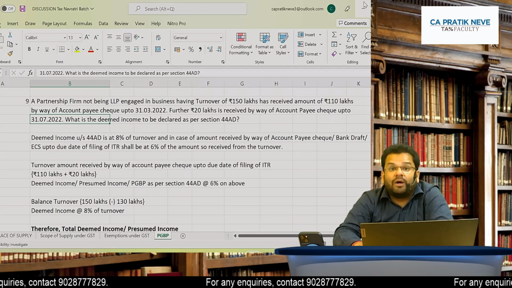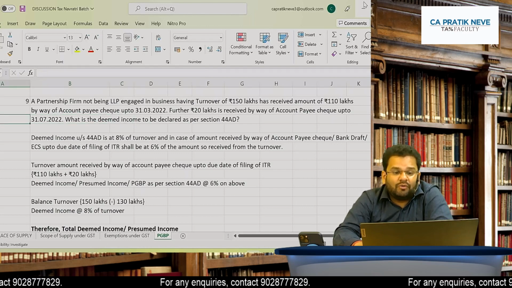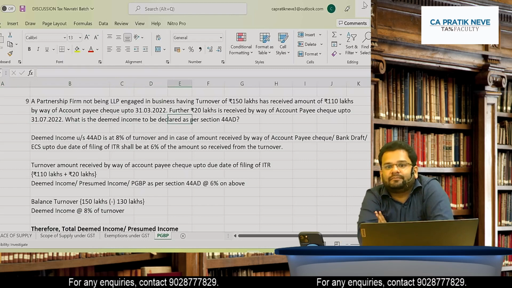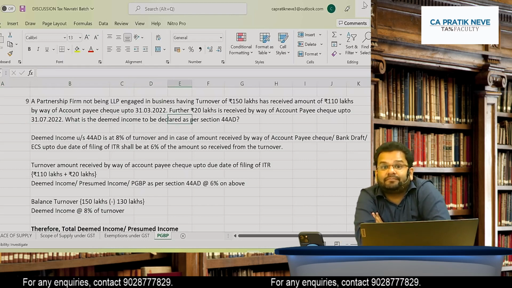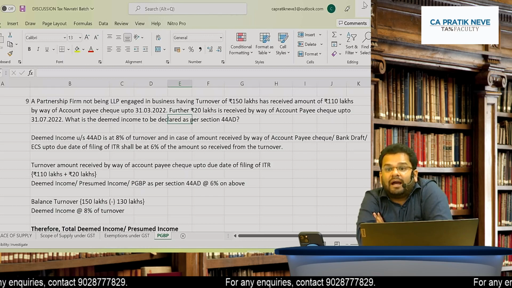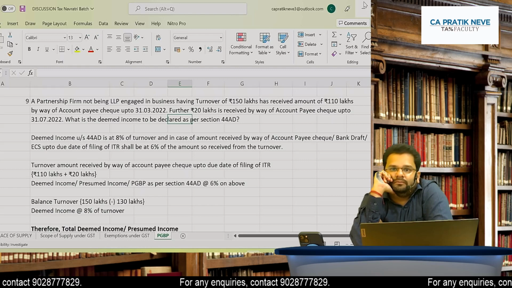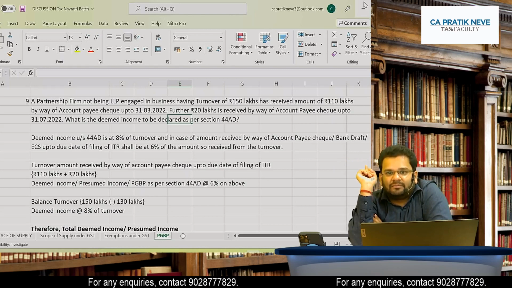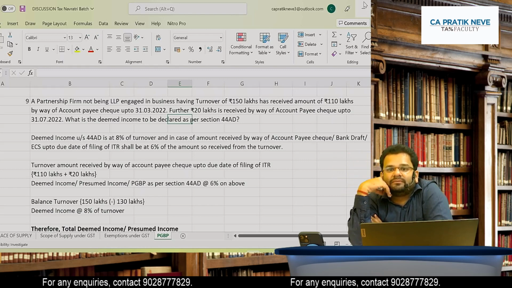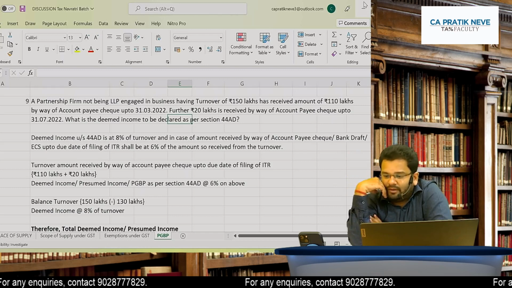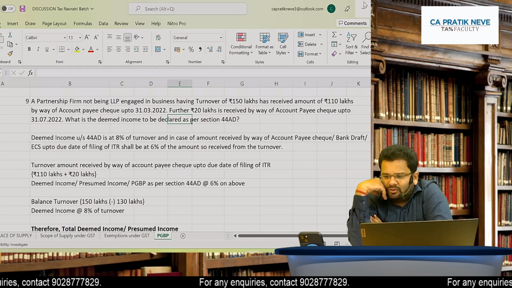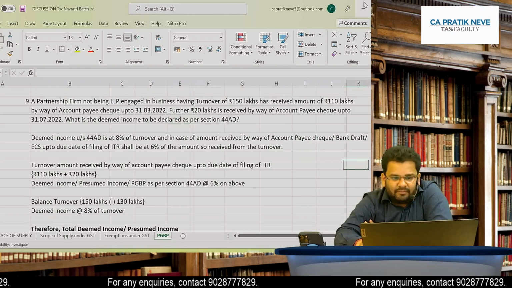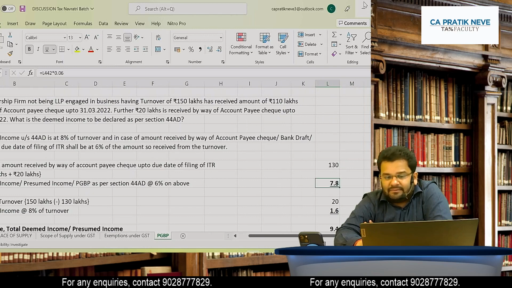110 plus 20, 130. So what you have to do is, you have to calculate deemed income as per 44AD. First of all, can you calculate? Yes, as per 44AD. Why? Because you are partnership firm and your turnover is not exceeding 2 crore. So what did I tell you? How much is received in bank? Of that you calculate 6%. So 130 lakhs into 6%. What is that? 12 lakhs. No. कितना है? Sorry, 130 lakhs into 6%. And balance 20 lakhs into 8%.